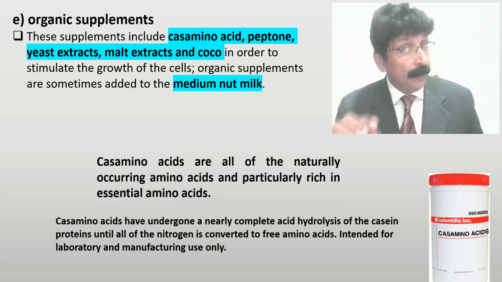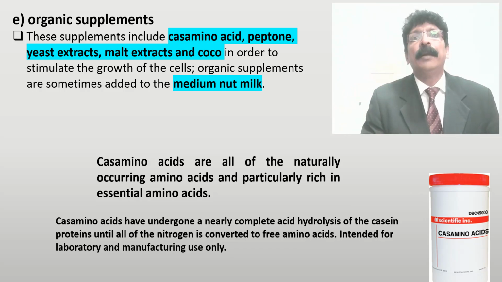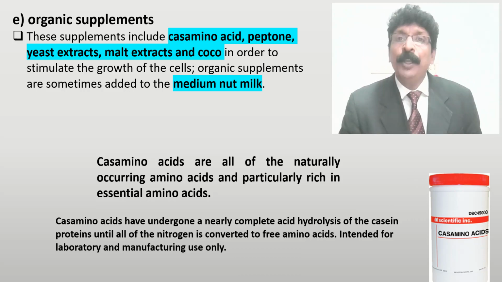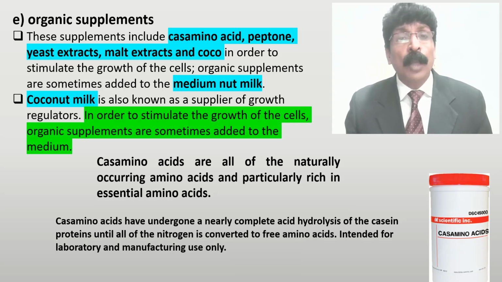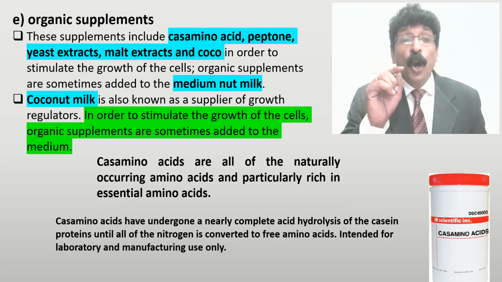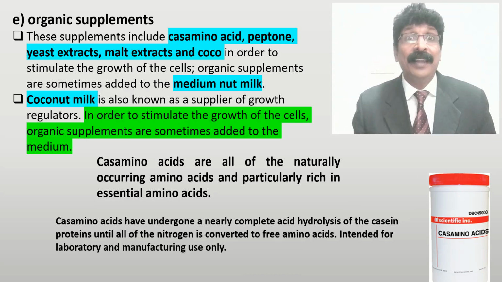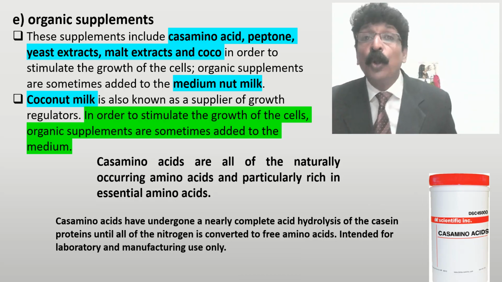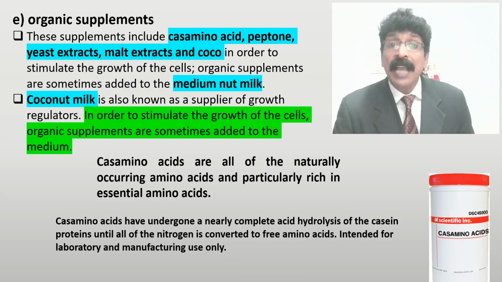When you are coming to the in vitro study in tissue culture, plant tissue culture, we can use casamino acids. So coconut milk is also another organic supplement. Coconut milk is also known as a supplier of growth regulators. They have growth regulators. In order to stimulate the growth of the cells, organic supplements are sometimes added to the medium.